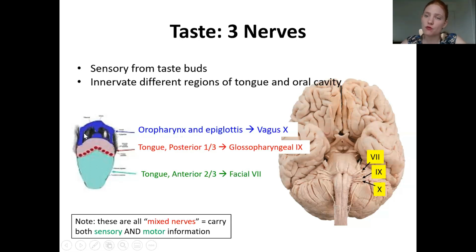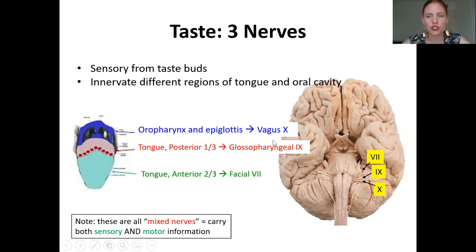And then you also have some taste sensation in the arch in the back of your throat. That's going to be covered by the vagus nerve, which is nerve number 10. Okay, so the vagus nerve covers the oropharynx, which is just the very, very back part of your throat in your mouth area. Okay, so 3 different cranial nerves carry taste information from different parts of your mouth. I did want to go ahead and point out that all 3 of these nerves are mixed nerves, which means they carry both sensory information and motor information. So we're going to see these again as we go through.